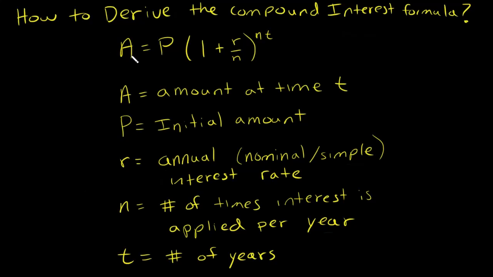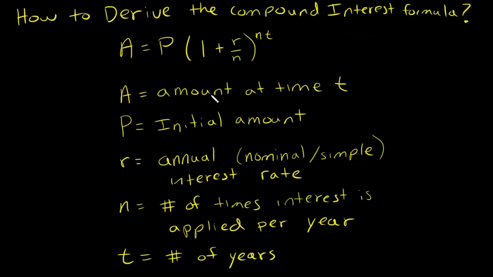Okay, this is the formula for compound interest, and in the previous video I talked about what compound interest is. So now I want to talk about how we derive this formula. It looks a little complicated, but if you understand what compound interest is, then you'll find that doing the math to derive it is not too bad. Let's briefly go through what our variables are, and then we'll get into how to derive this.